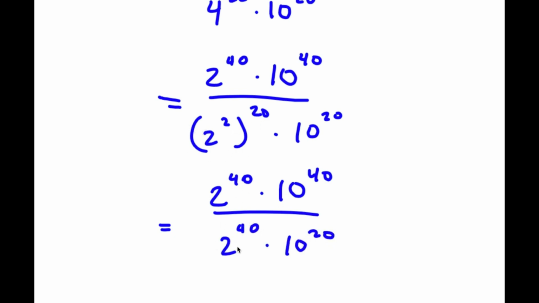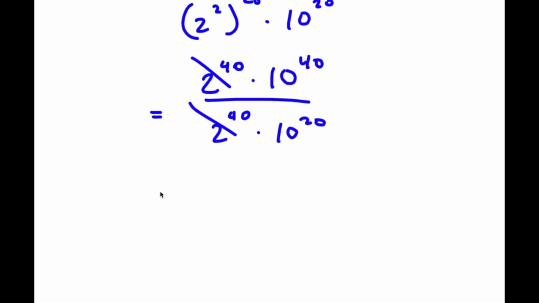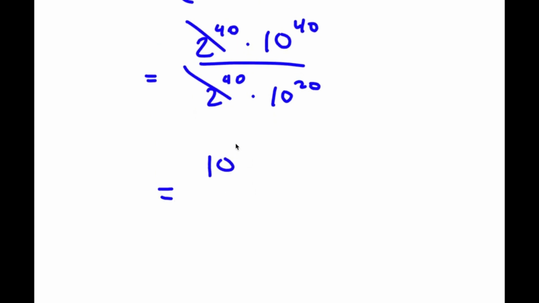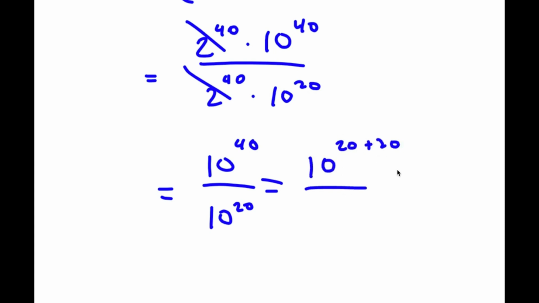Now, as you can see, we have 2 to the power of 40s, one in our numerator, one in our denominator, so these two can simply cancel out. So now I'm simply left with 10 to the power of 40 over 10 to the power of 20. Now, 10 to the power of 40, this is the same thing as 10 to the power of 20 plus 20. So now I have 10 to the power of 20 plus 20 over 10 to the power of 20.